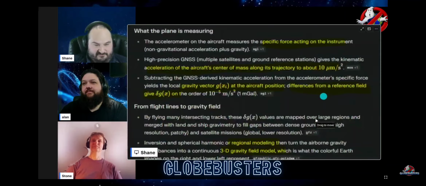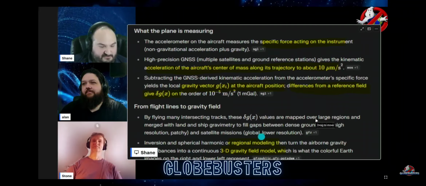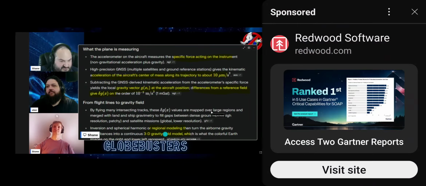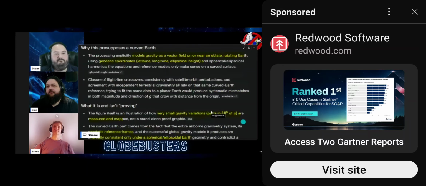So again, they're measuring the specific force at the instrument. They're using all of those fancy tools and references to create the anomaly model, which is based on their spherical assumptions and the ellipsoidal model in the first place, which then produces their 3D gravity geoid model.